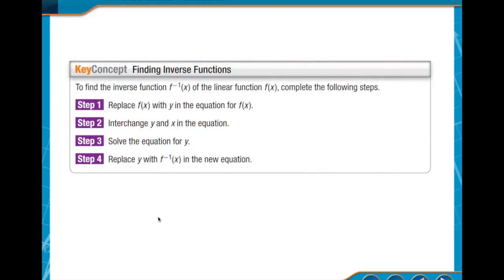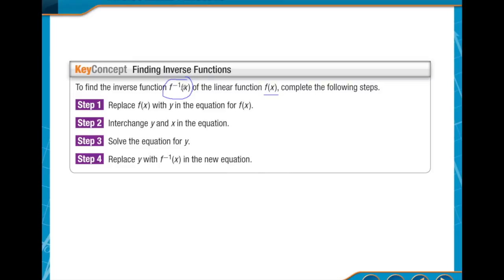So we found inverses with tables, with graphs, and with just points. Another way we can do it is with the equation itself. So this expression here, f negative 1 of x, means the inverse function of our original one. This means inverse function, f with a negative 1, and then you put your x.